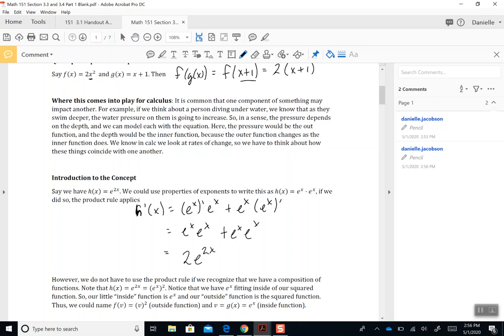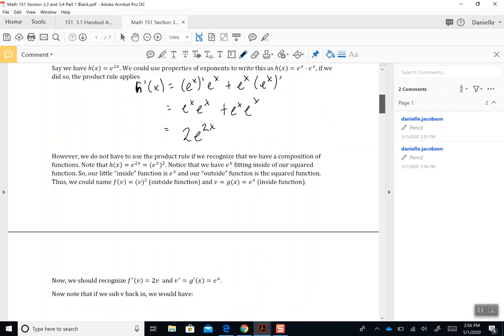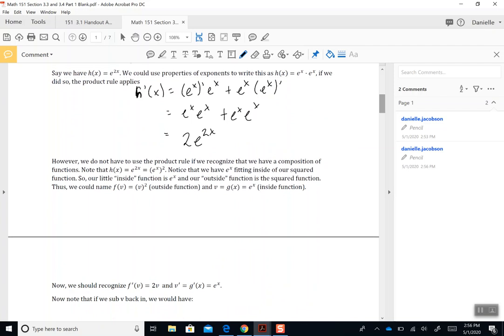What's going on here is we can add these together since they're like terms. That's how we get the 2. And for e to the 2x, we have the same base, so you can add the exponents: x plus x is 2x. So of course we see we can get that using the product rule. If we wanted to use that, we could absolutely do it. But there's actually an easier way, and that is to use the chain rule.